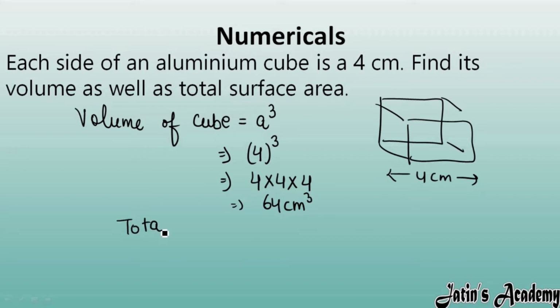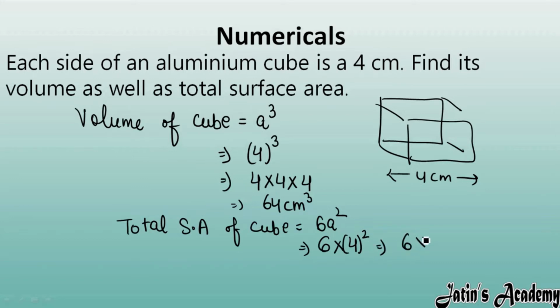This formula you have to remember: total surface area of a cube. The total surface area of a cube is 6 side square. So 6 side square means 6 multiply side square. Side square is 4 square. So here you can solve 6 multiply 4 multiply 4. By solving, what will you get? You will get 96 centimeter square.